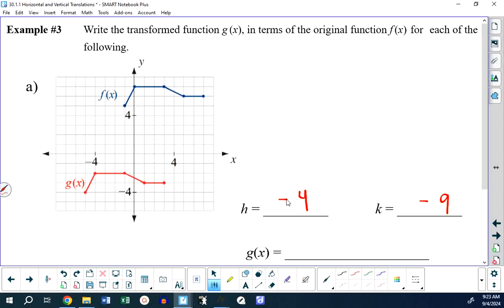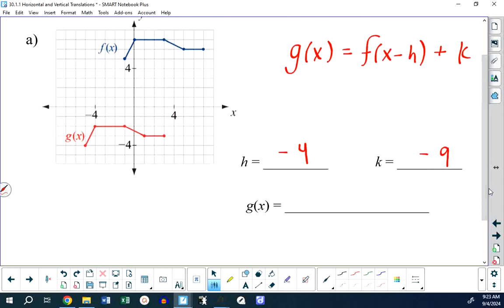Okay. So what does this mean? Well, g of x is going to be f of x minus h plus k. All we do is we put those values of the parameters in where they belong. So if h is -4, then g of x will be f of x minus -4, and then it's plus k, which is plus -9.